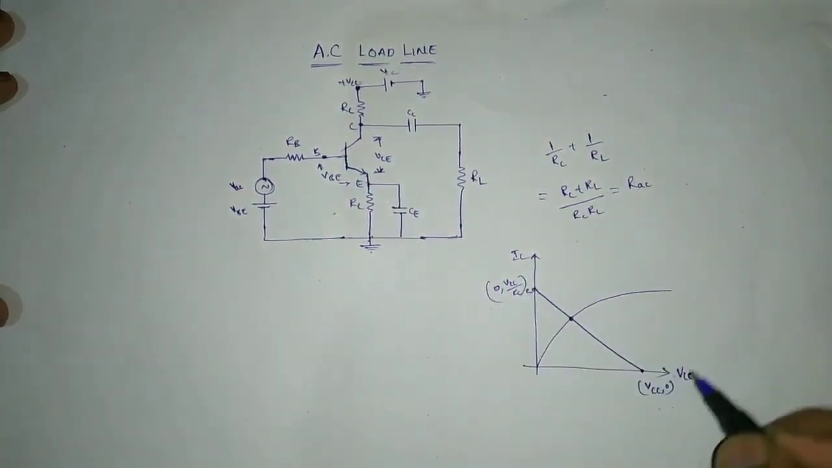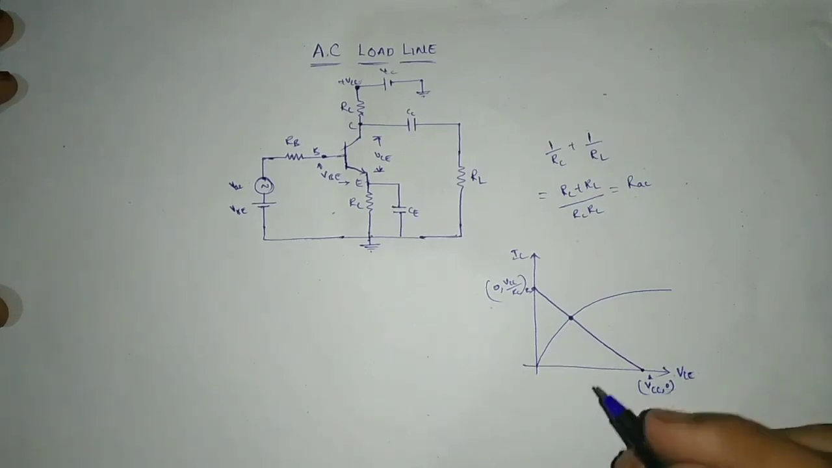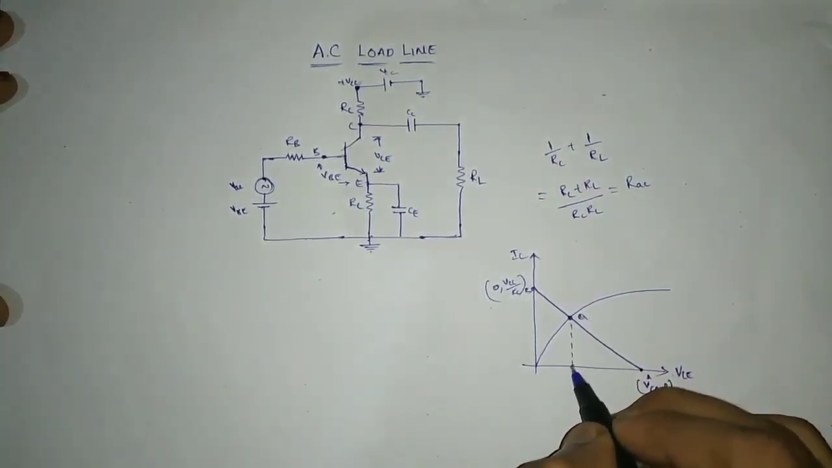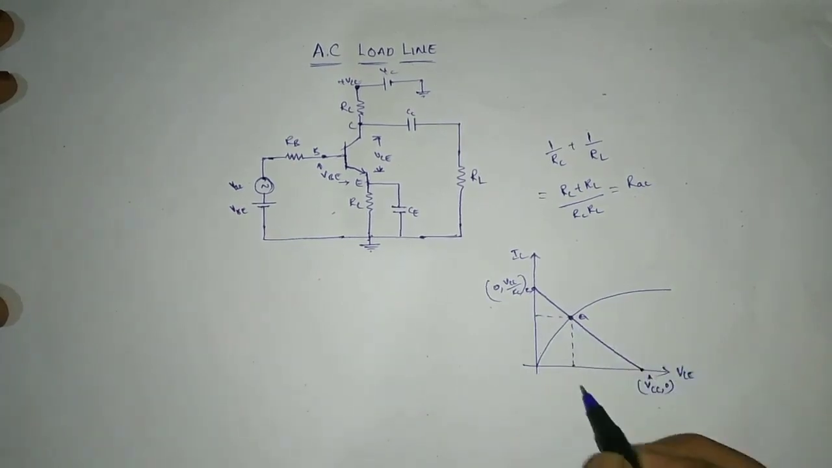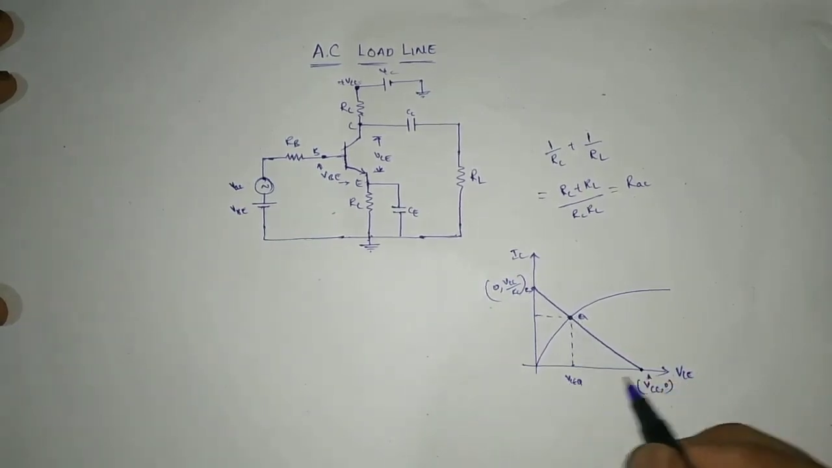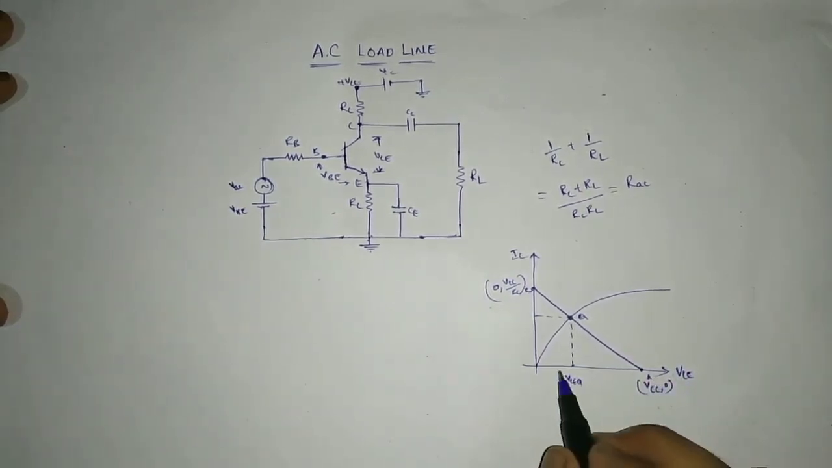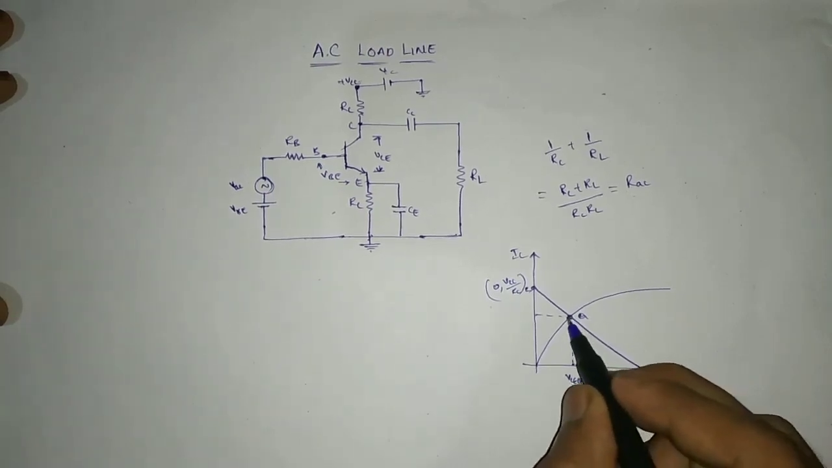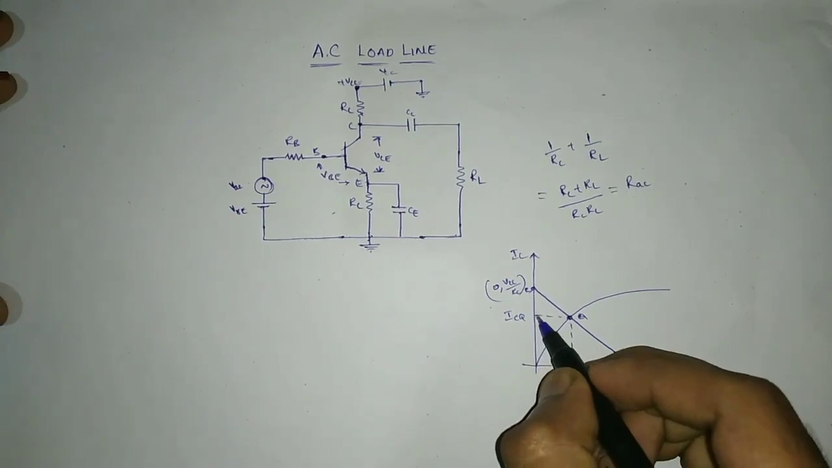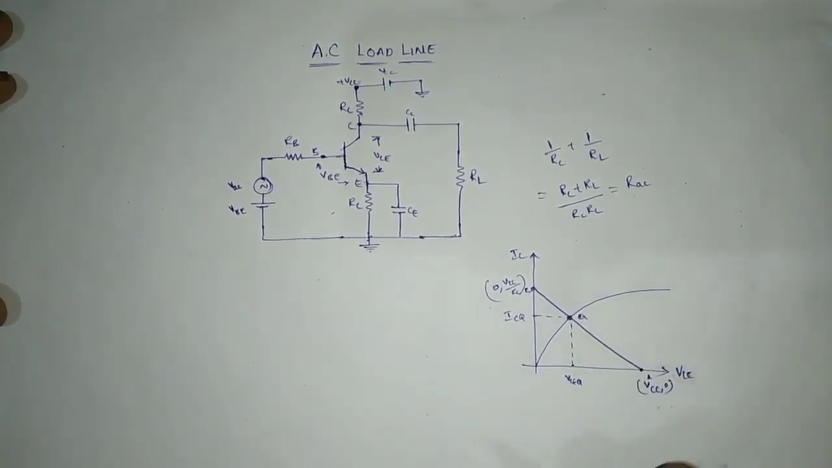This is a point P and this is a point A. This is the Q point, and this will be VCEQ, that is the output voltage at the Q point. This current will be ICQ, that is the output current at the Q point.